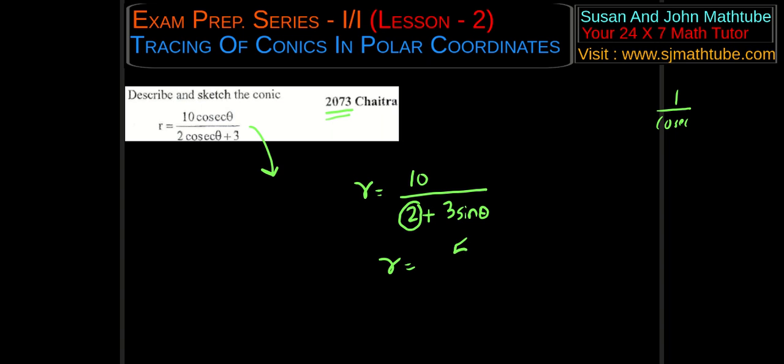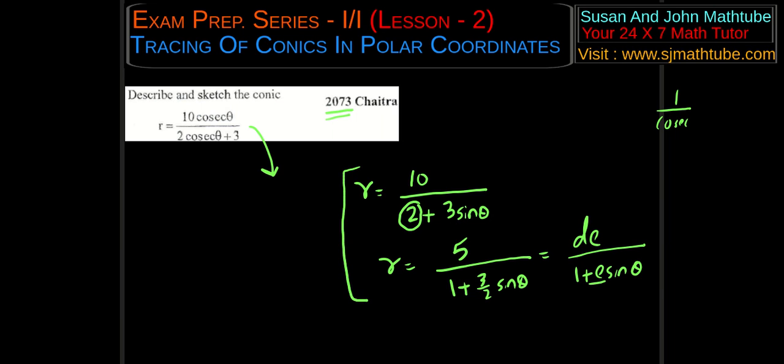So r will be 5 by 1 plus 3 by 2 sine theta. Now you write comparing with d e by 1 plus e sine theta. So you get e is equal to 3 by 2, which is bigger than 1, so it's a hyperbola. That's it. Now I want you to plot this graph and check whether you're able to describe and sketch the hyperbola. So the hyperbola looks like this because we have sine theta over here.